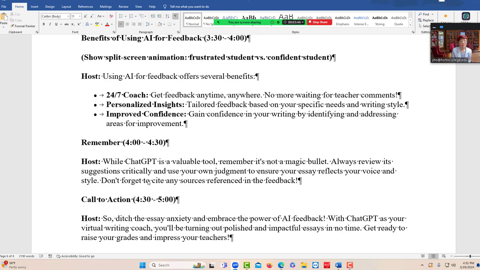While ChatGPT is a valuable tool, remember it's not a magic bullet. Always review its suggestions critically and use your own judgment to ensure that your essay reflects your voice and style. Don't forget to cite any sources referenced in the feedback.